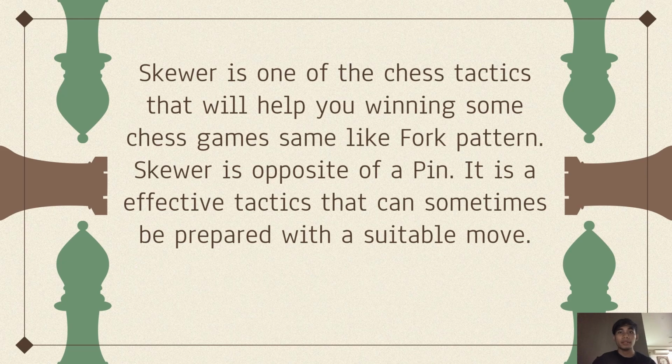Skewer is one of the chess tactics that will help you win some chess games. It is the same as the fork pattern. Also, skewer is the opposite of a pin. It is an effective tactic that can sometimes be prepared with suitable moves. Escaping from a skewer is possible, provided you can make the right trade or defend accurately.